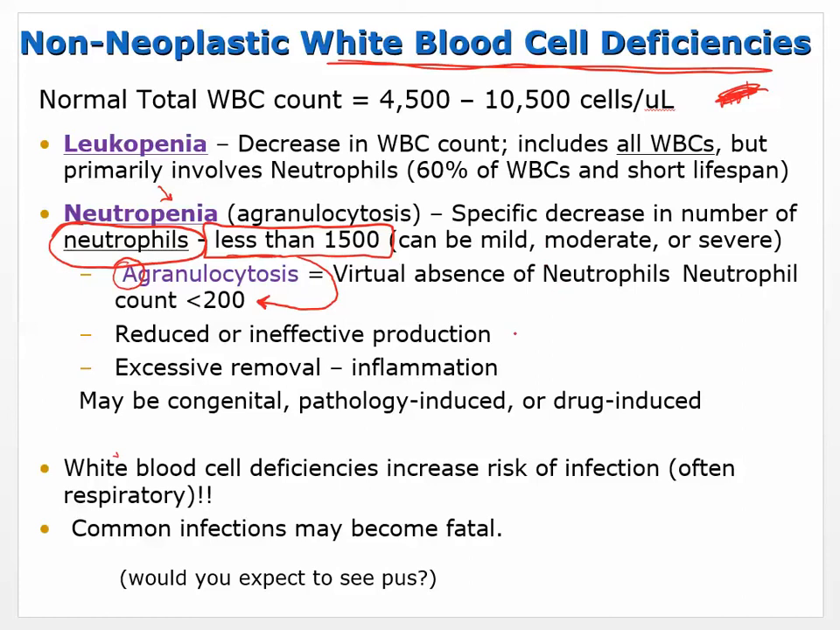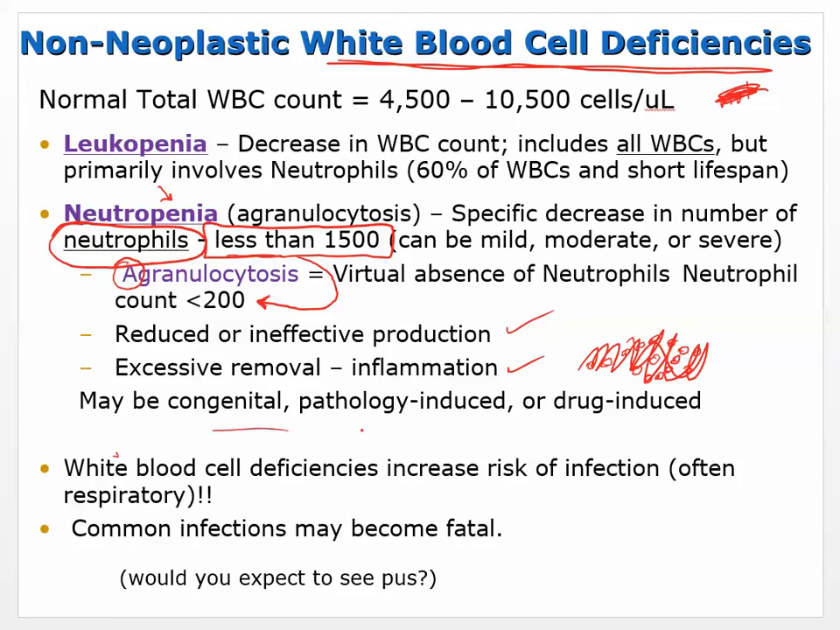So it can be caused by, well, the two big ones: either reduced or ineffective production, or excessive removal, which can happen through inflammation. Remember, if you have inflammation or an infection, you're just dumping neutrophils out there. And if you don't have that left shift, if you don't have production of new neutrophils, then you're going to use them up. Reduced or ineffective production can happen with cancer or aplastic anemia.